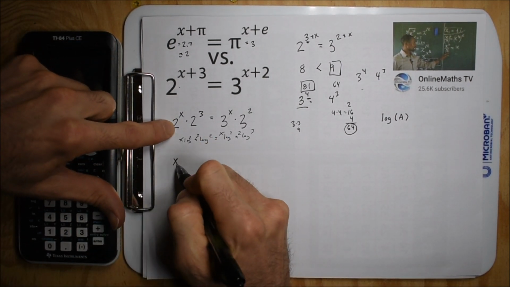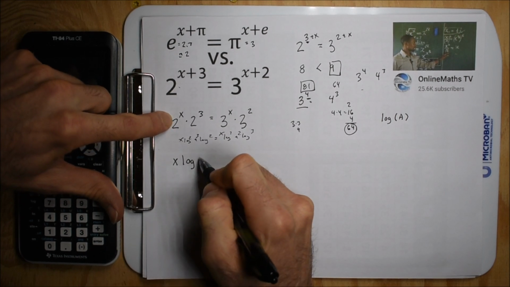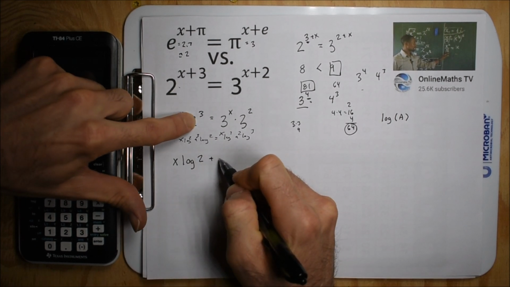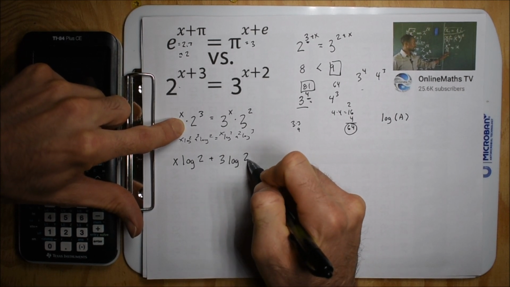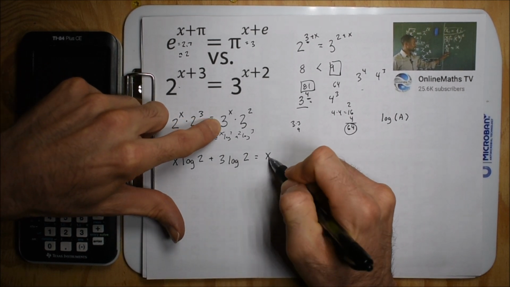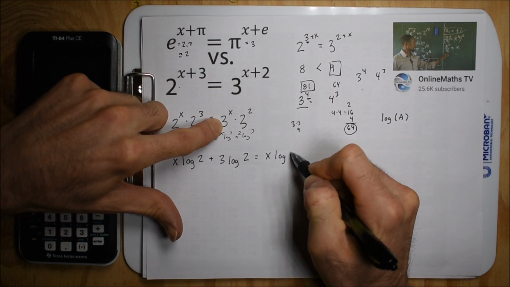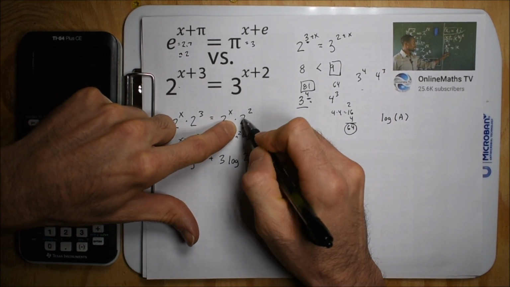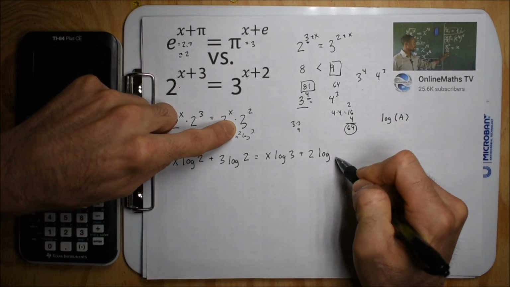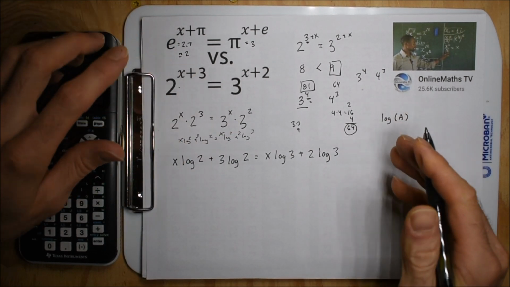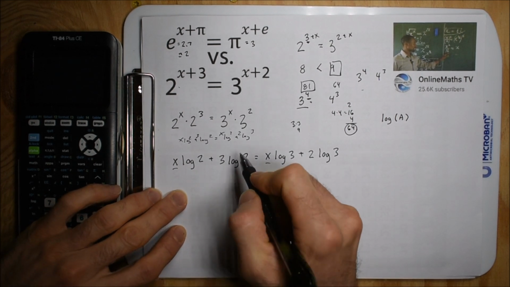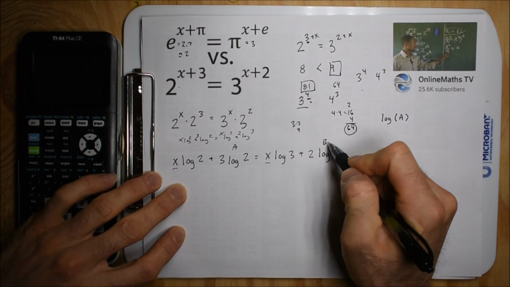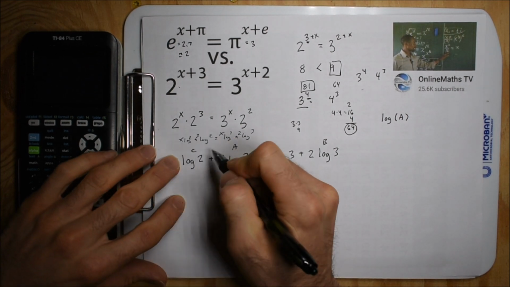So let's do this one. The x comes down, log base 10 of 2 plus 3 comes down, log base 10 of 2 is equal to x, log base 10 of 3 plus 2 comes down, log 3. Now, look at this. You got an x, you got an x. These are just constants. You just call them A, you call this one B, you call this C and D.